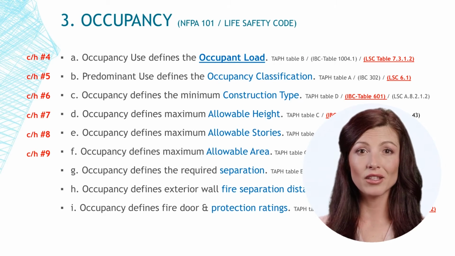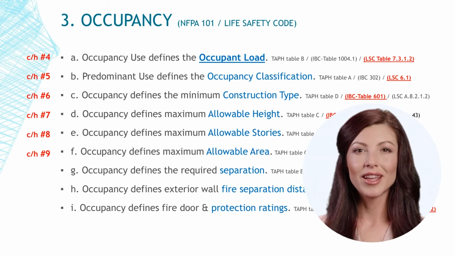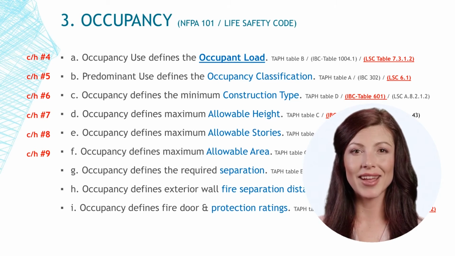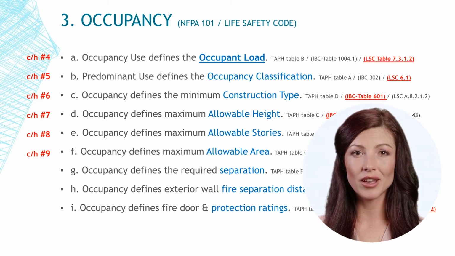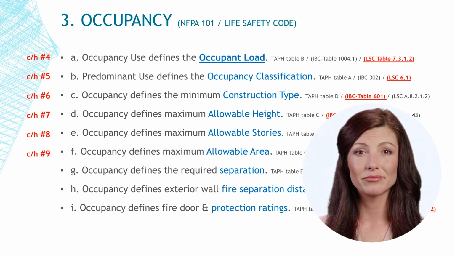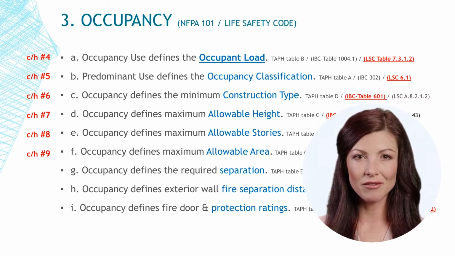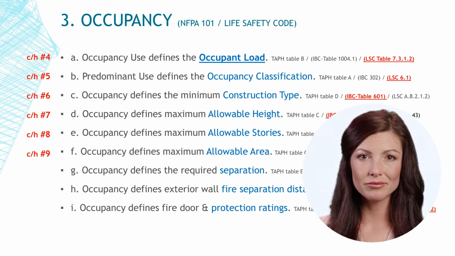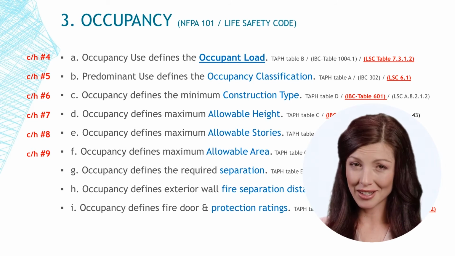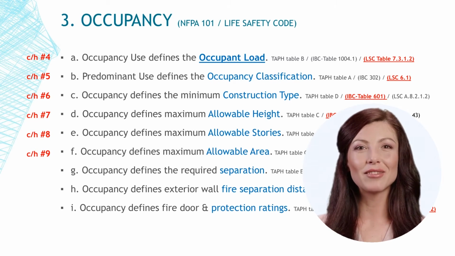3. Occupancy, NFPA 101/Life Safety Code. A. The specific occupant use of a room within the building defines the occupant load of that room. Note, every room must be accounted for based on its specific use. Unfortunately, this calculation is the cause of many plan review delays.